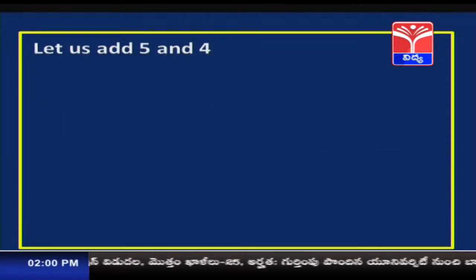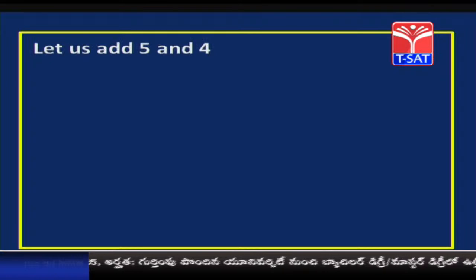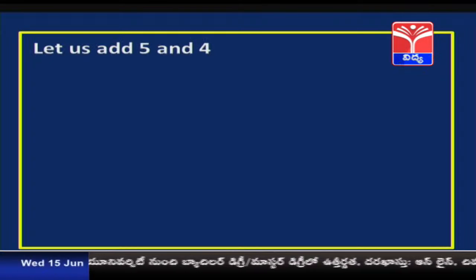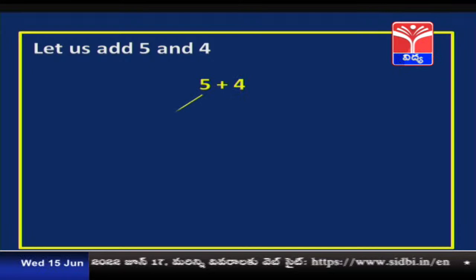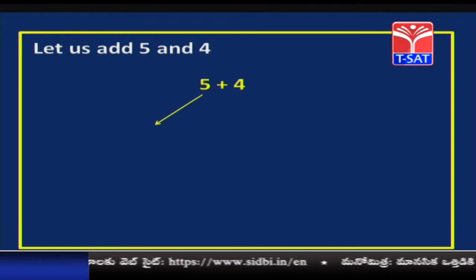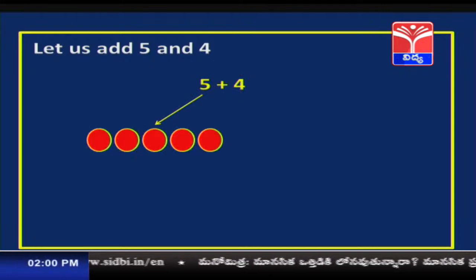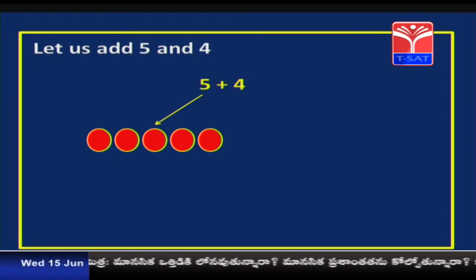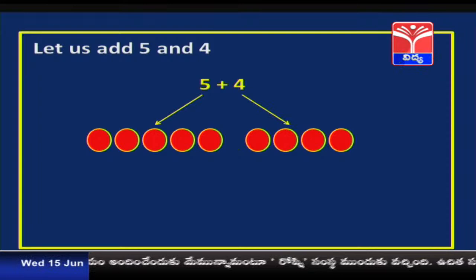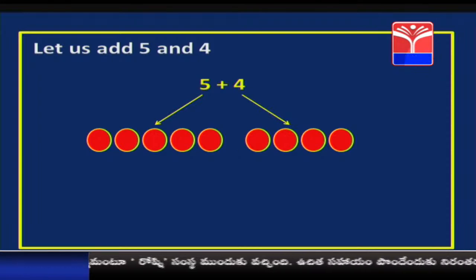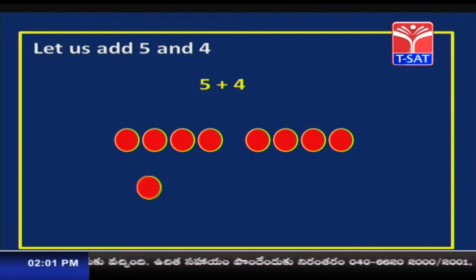So, let us take a first example. We are going to add 5 and 4, and notice children, here 5 and 4 both are positive integers. Now, 5 plus 4. Since we have +5, it is denoted by 5 red coins, isn't it children? Then similarly, we have +4, again a positive integer. So, what do we represent children? Yes, we represent it as 4 red coins. Now, together let us see what we are going to get.